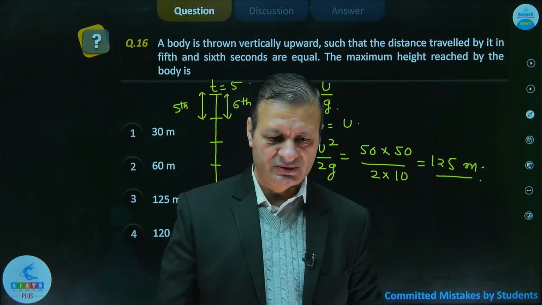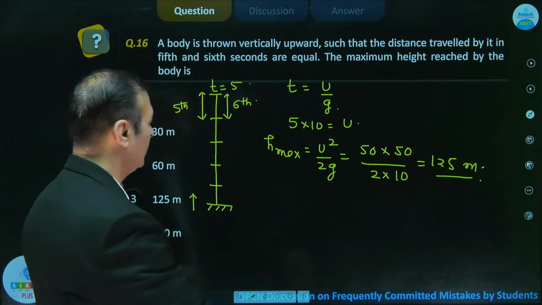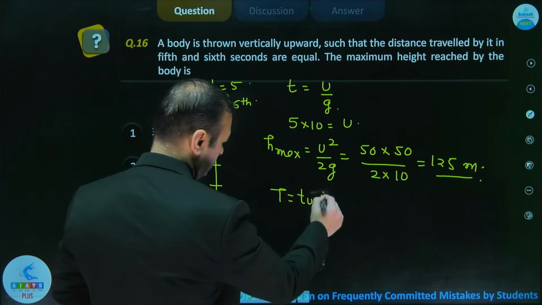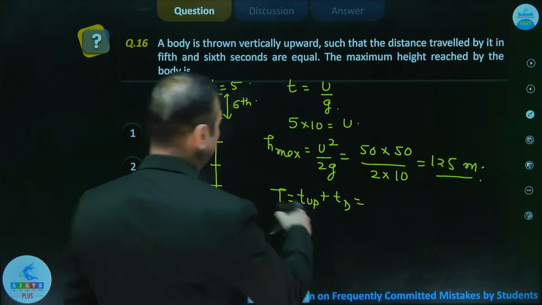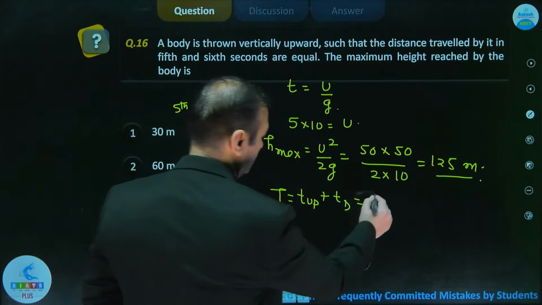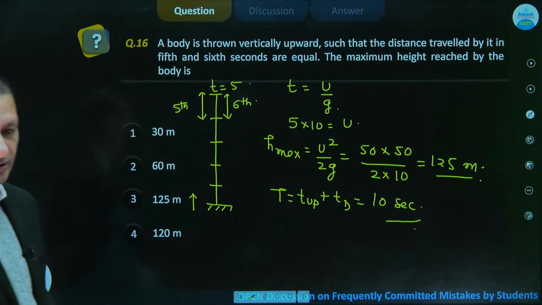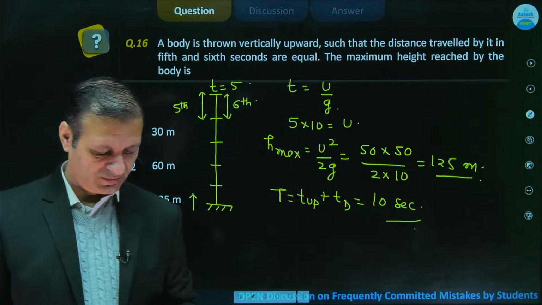Any doubt from this? Yes, time of flight is 10 seconds. Very good. So time for the upward journey plus time for the downward journey, and assuming there is no air friction, that means it's 10 seconds. Good. Shall we?